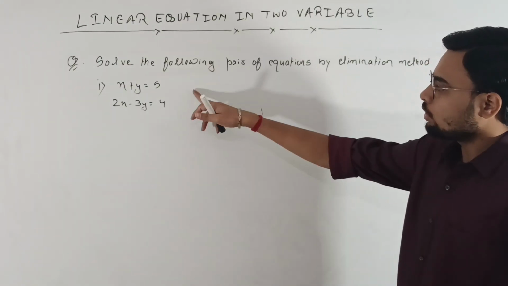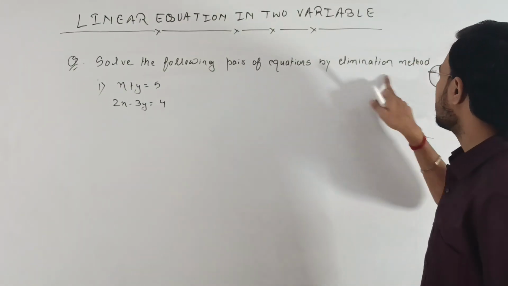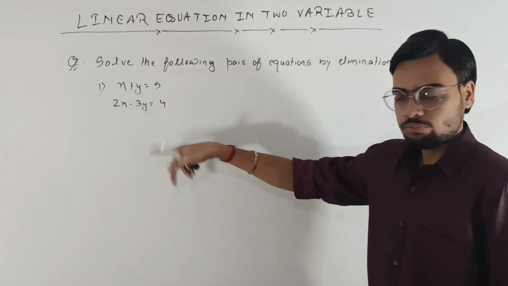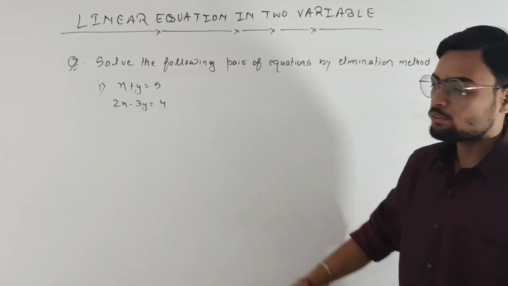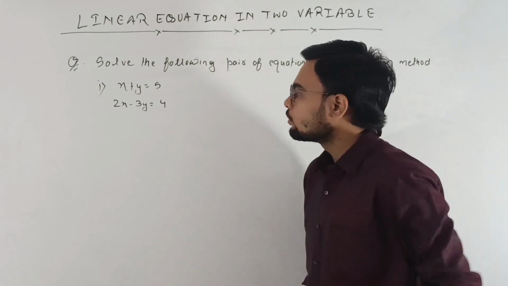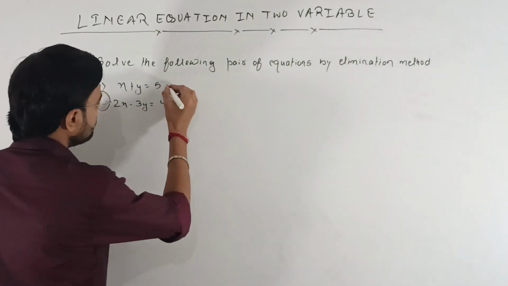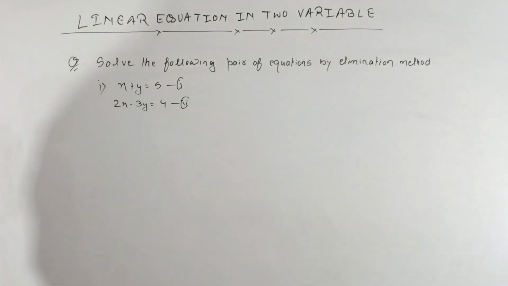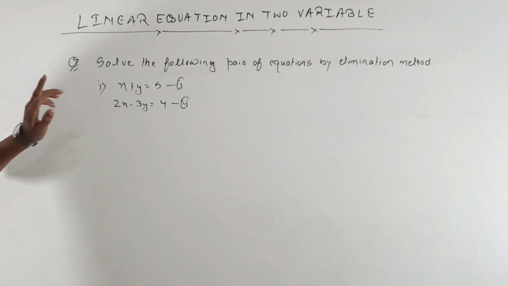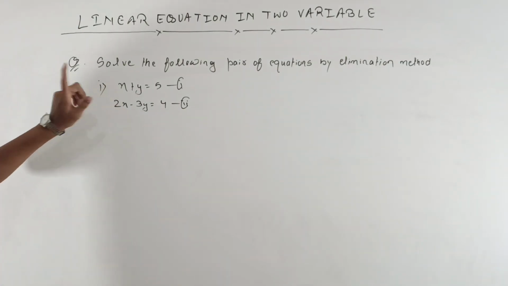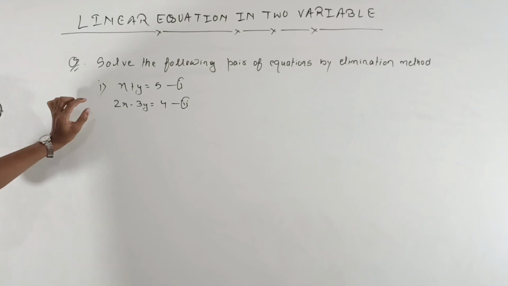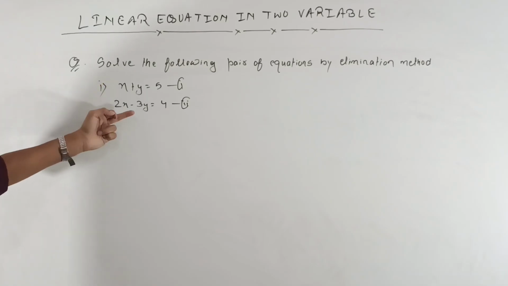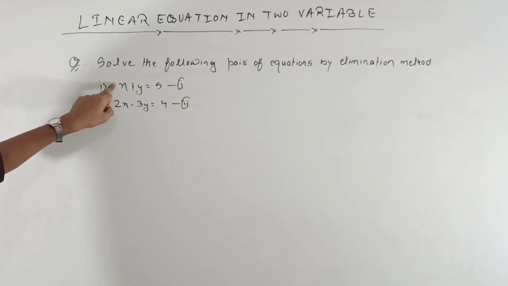The question is, we have to solve this pair of equations using the elimination method. What is the pair of equations? x plus y is equal to 5 and 2x minus 3y is equal to 4. We have to solve this for x and y using the elimination method. So for this, first I assume this is my equation first and this is my equation second. Now I want to cancel x. So for cancelling x, we multiply equation 1 by the coefficient of x in equation 2, and equation 2 by the coefficient of x in equation 1.